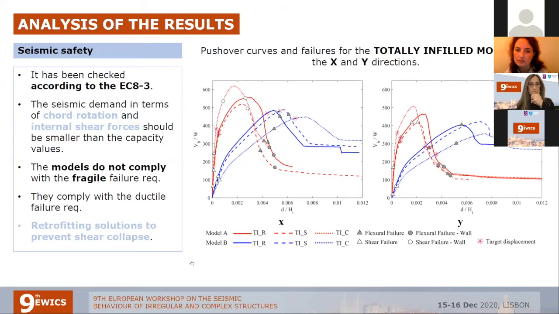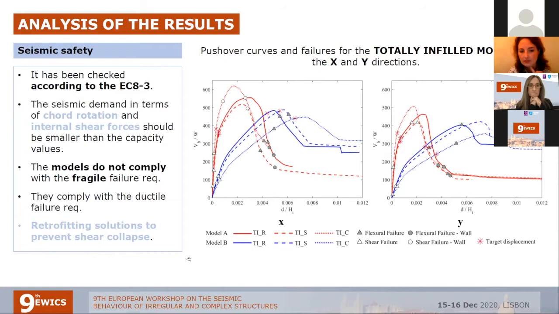The seismic safety was checked according to Eurocode 8 Part 3. The seismic demand was assessed in terms of the chord rotation and the internal shear forces, both of which should be smaller than the capacity values. And we obtained that the models do not comply with the fragile failure, but they did comply with the ductile failure requirement. This leads to the most important conclusion of this work, which is that a retrofitting solution should be added in order to prevent shear collapse.